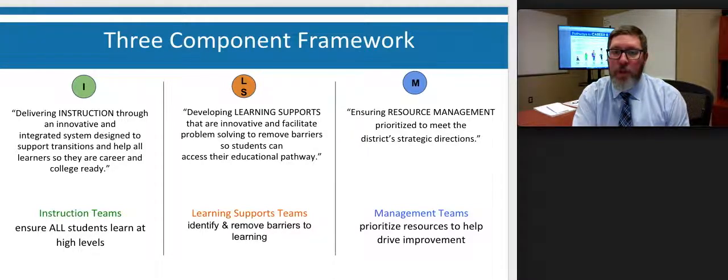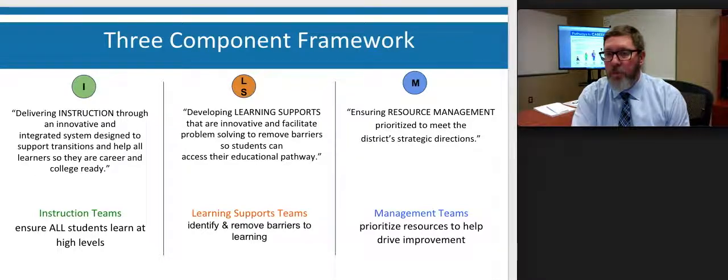Under the learning supports, number 2, develop learning supports that are innovative and facilitate problem solving to remove barriers so students can access their educational pathway. We continually improve the job we're doing at that, and I thank you in the buildings for the hard work you do, giving learning supports the attention it deserves. We all know that we can have the greatest instructional component in the world, and if kids come not ready to learn, it's not going to matter. So thank you for your work on that.